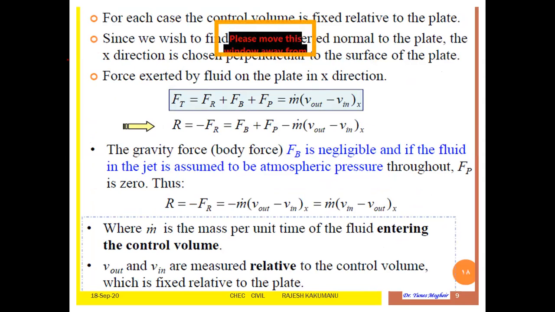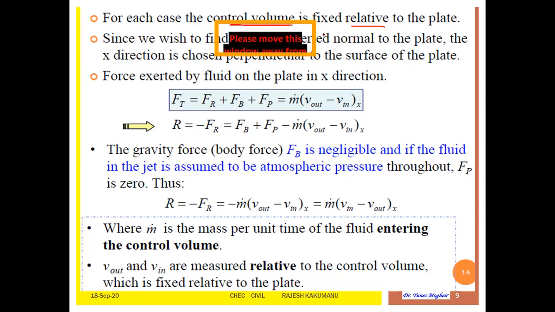Now see the derivation for the answers. For each case, the control volume is fixed relative to the plate. So for each case, what is the control volume? The control volume of water is fixed. In example 1 the plate is fixed, in example 2 the plate is not fixed, right? So what happens here? In both cases we are using a constant volume of fluid.